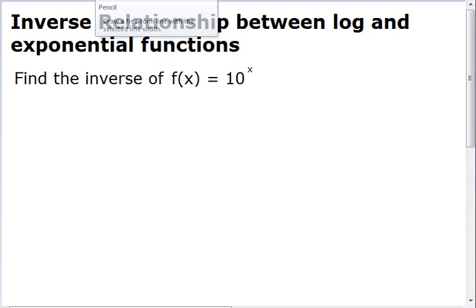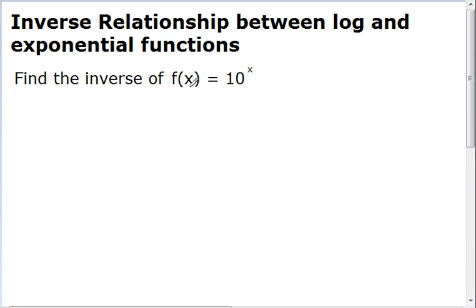So in this video we're going to look at finding the relationship between the log function, the logarithmic function, and exponential functions. And I have an example here. It says find the inverse of f of x equals 10 to the power x. So this here is an exponential function.